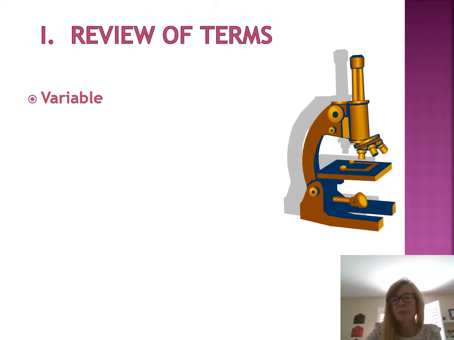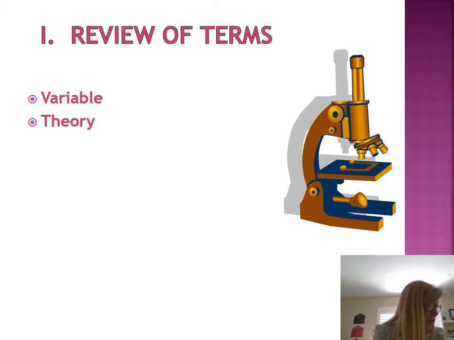So that's variable. The next term is theory. A theory is a proposed explanation for a phenomenon. It's an overarching framework that accounts for a set of observations. So if you go back to our analogy of the detective with JonBenét Ramsey, their theory was their explanation of all the different observations they might make.